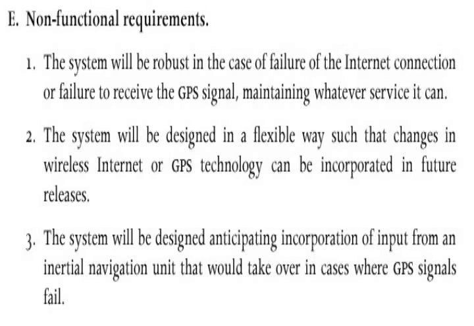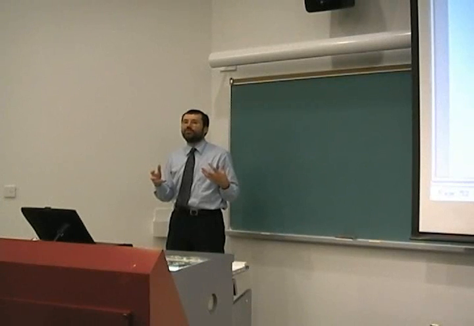One of the key kinds of non-functional requirements, right? So that allows us, the designers, to know that we have to allow for that, and we have to design our system flexibly. The next one is also allowance for future enhancement. It says the system will be designed anticipating incorporation of input from an inertial navigation unit that would take over in cases where GPS signals fail. So that is a strong guidance to our designers. Okay? It's not telling designers what to do, but it's saying, look, we might have an inertial navigation module plugged in later on in a future release.